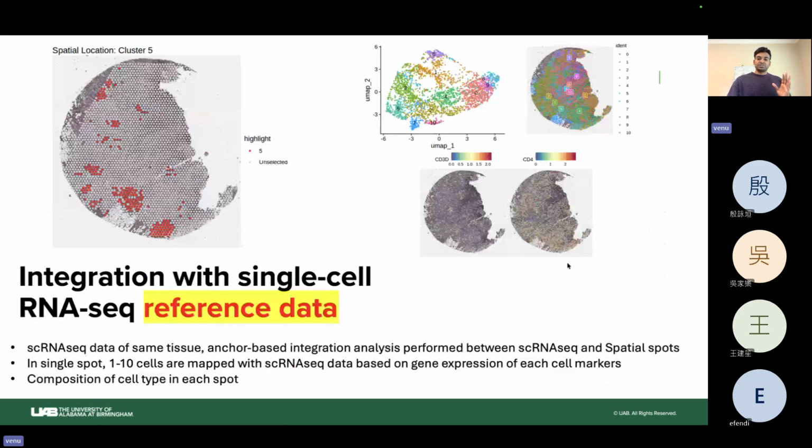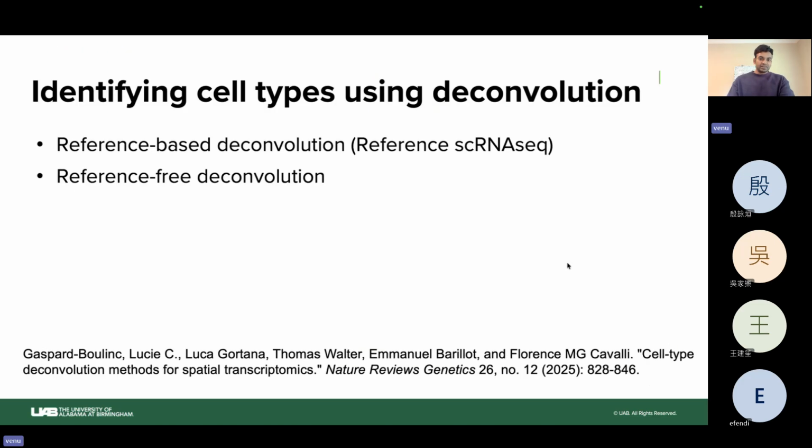One approach is that we have reference single cell data. We compare their markers, and based on that we isolate the markers of cell types here. And this is the final part: identifying cell types using different deconvolution methods. I'm working on this one now, so I'll demonstrate it in the next part.